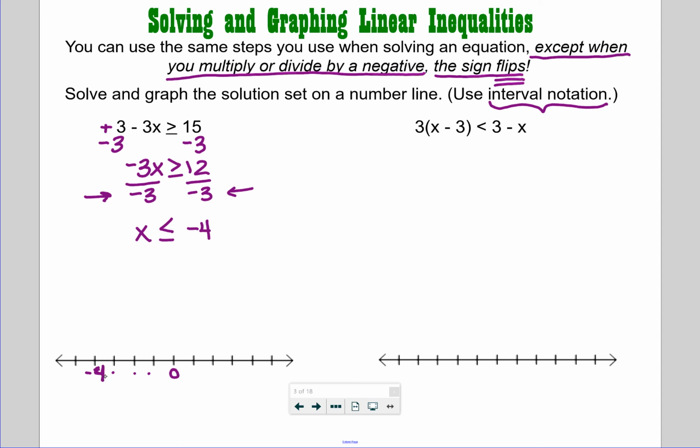And just like interval notation before, if you have something that's equal, you use a bracket, and if you have something that's not equal to, you use a parentheses. So because we have an equal to symbol, the little line underneath my inequality, I'm going to use a bracket. The solution here, the solution set, is all x values less than or equal to -4.